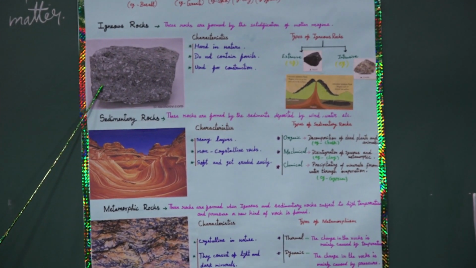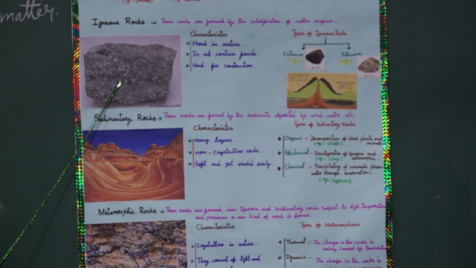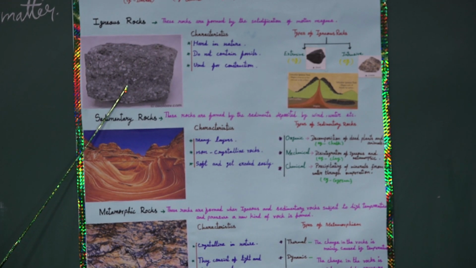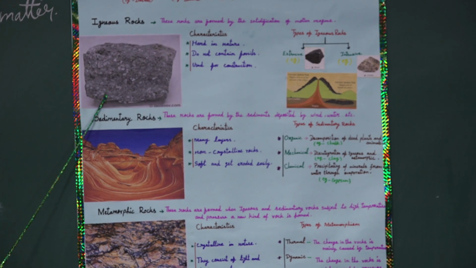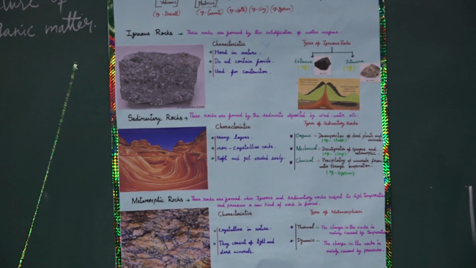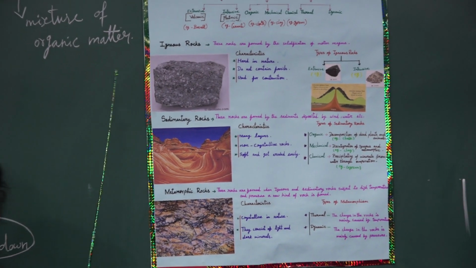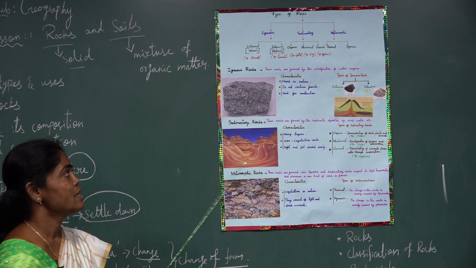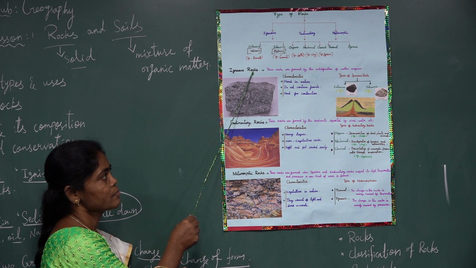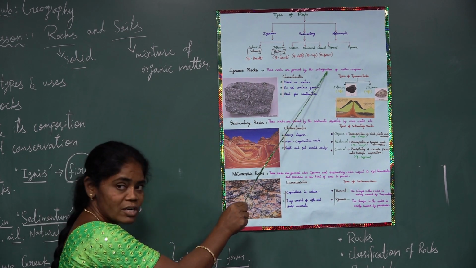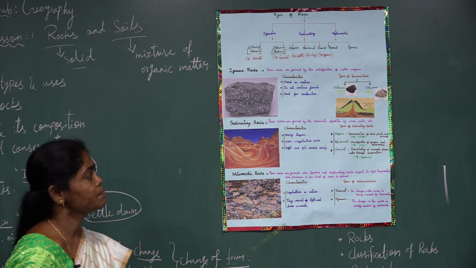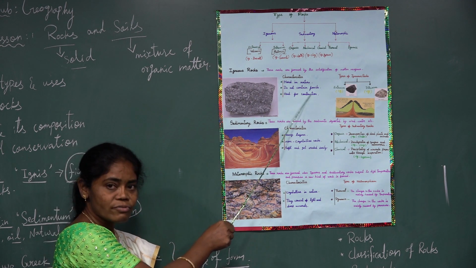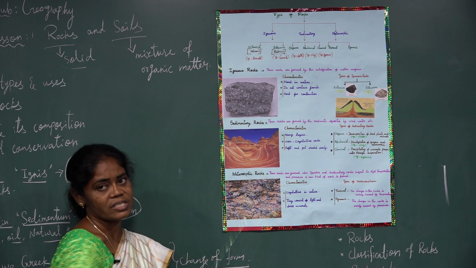Igneous rock is formed by the solidification of molten magma. This magma comes out from the depth, and it cools down. It forms the rock, that is igneous rock. So these rocks are formed by the solidification of molten magma. The characters we will see: it is hard in nature, does not contain fossils, and is used for construction.